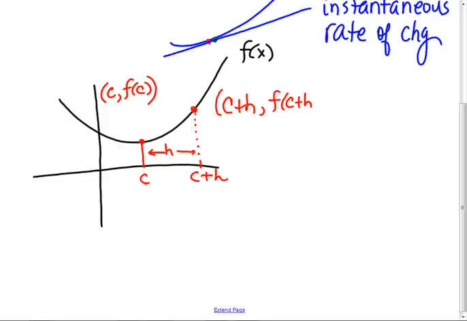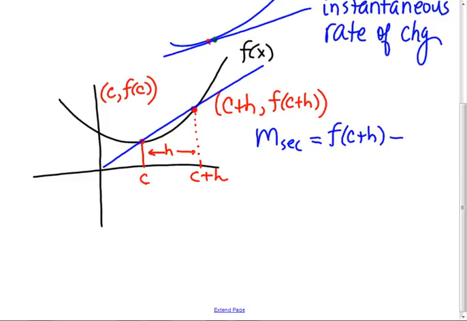Should look familiar. And if I wanted to find the secant line, let's just do this in general, the slope of the secant is just the slope between those 2 points. Well, we know how to calculate that. It's the change in the y values. So it's f of c plus h minus the other y value, which is f of c, all divided by the difference in the x values, which is c plus h minus c. Then when I do the parentheses, you see slope a lot easier, or more easily, I think.